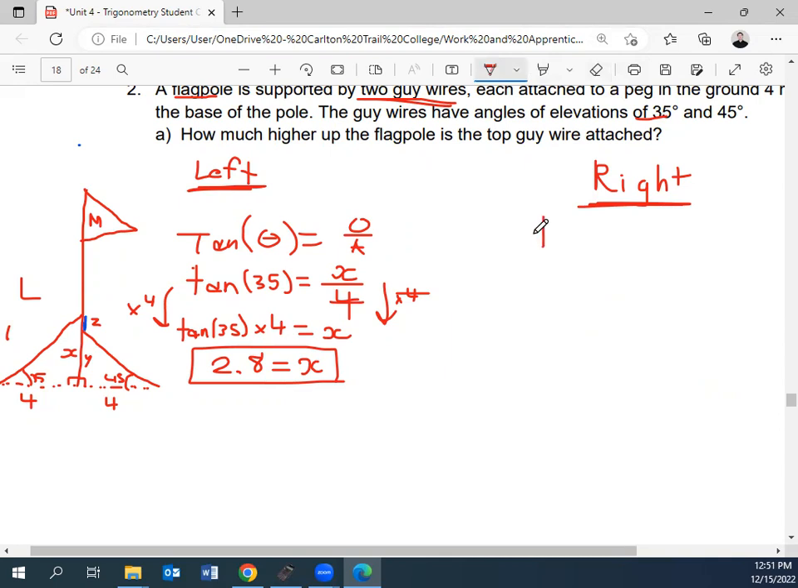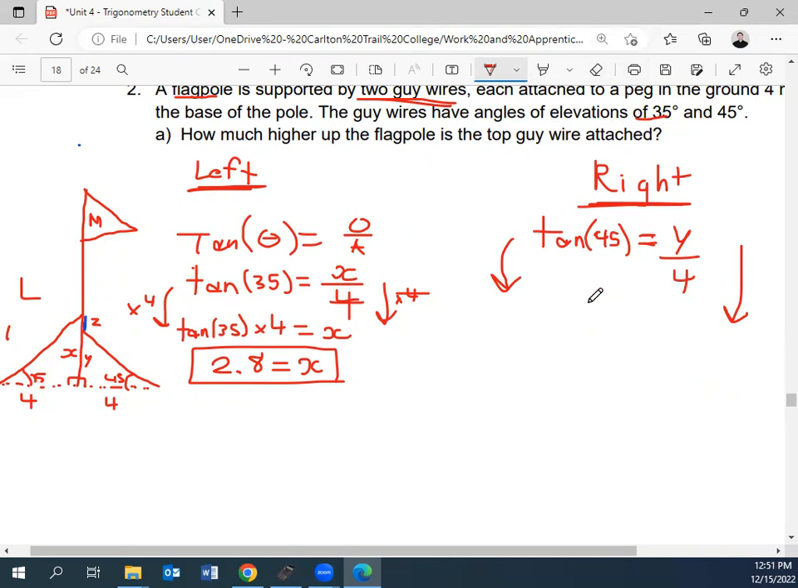Okay, so I'm using that same ratio. So tangent of theta is equal to opposite over adjacent. Opposite was y, adjacent was 4. So just like last one. Sorry, I kind of skipped a step here. Sorry, this is supposed to be 45 degrees. I didn't put my formula in. I just immediately substituted it in. So we're just going to write it. So tangent of 45 is equal to y over 4.